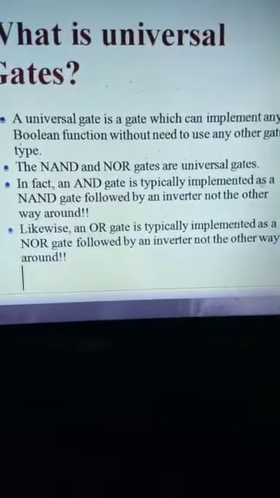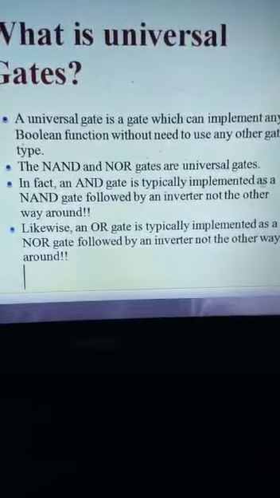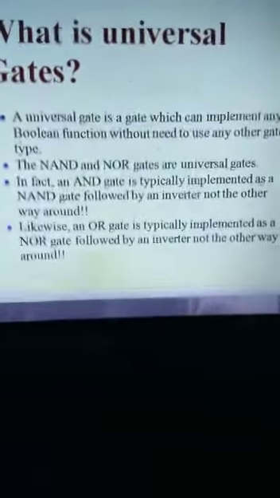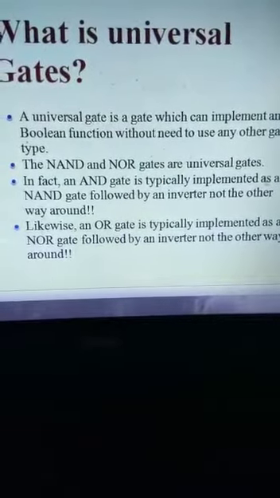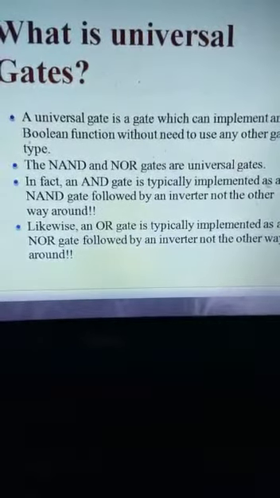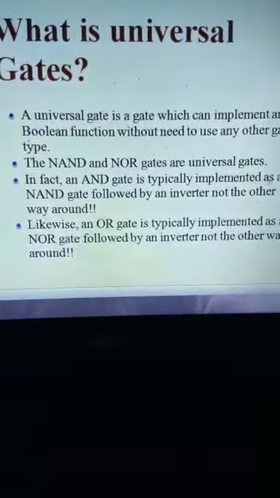Okay. How will we derive the NAND gate? The NAND gate is derived by passing the output of the AND gate through the NOT gate. Then only we will get the NAND gate expression. And how will we get the NOR gate expression? We have to pass the OR gate output through the NOT gate.